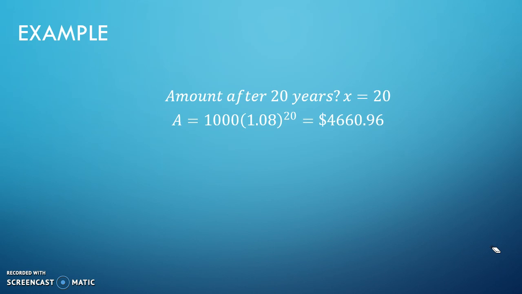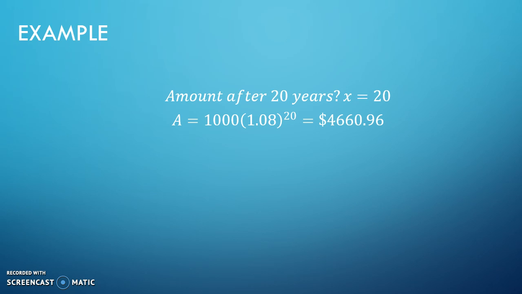So what would it be after 20 years? If our x value is 20, so x was our number of years, the amount is going to be 100, brackets 1.08 to the power of 20. So after 20 years, our $1,000 will have grown to $4,660. So that's what we're talking about when we look at exponential growth.